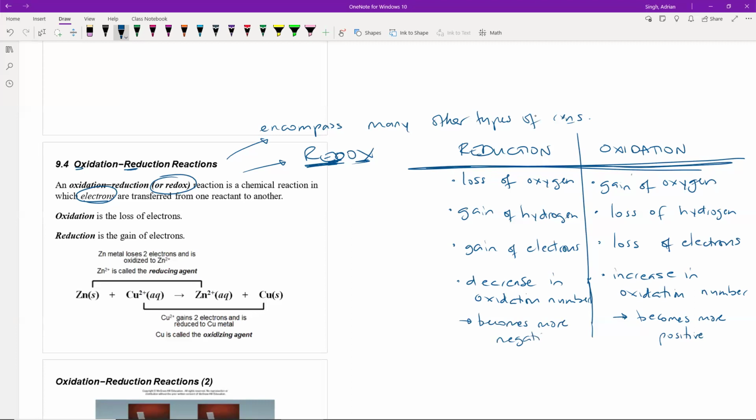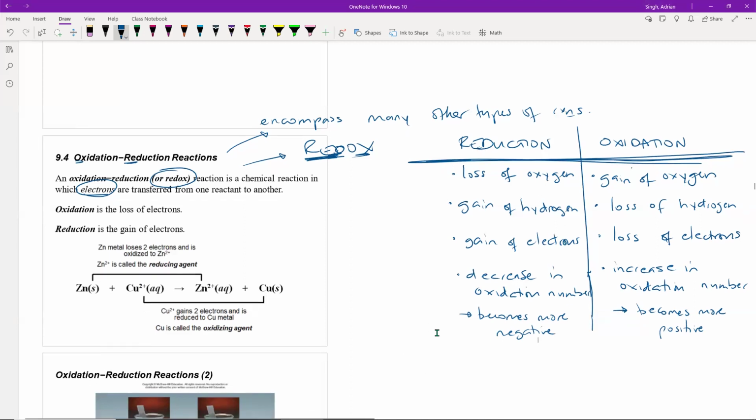And all of these can be used to identify reduction and oxidation. In some cases, you will see all of them. In some cases, you will just see a couple of them. And in some cases, you only see just one of them. So you just use whatever is most applicable when it comes to this topic.